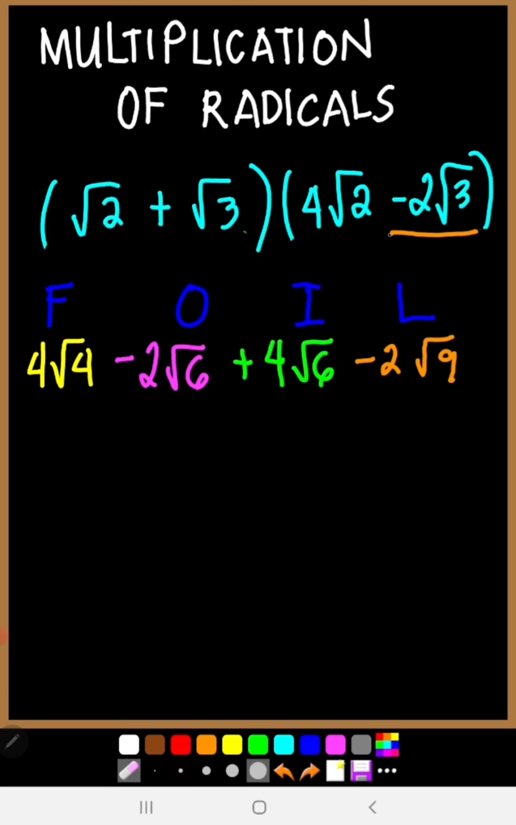Okay po? So, simplify natin. So, ang 4 square root of 4, that is 4. Ang square root of 4 ay 2. So, lalabas si 2, wala nang naiwan na radical sign. Okay?